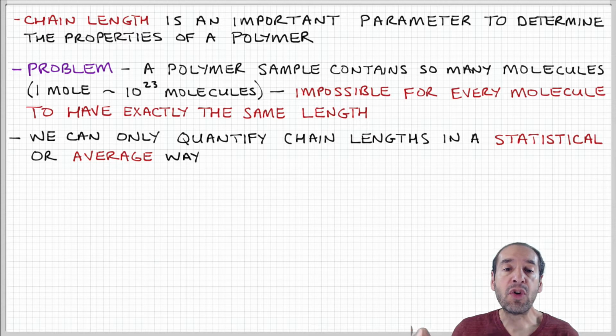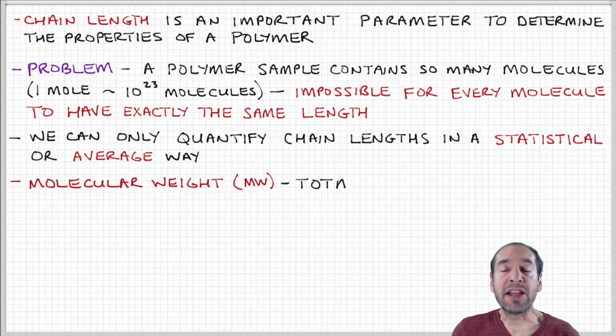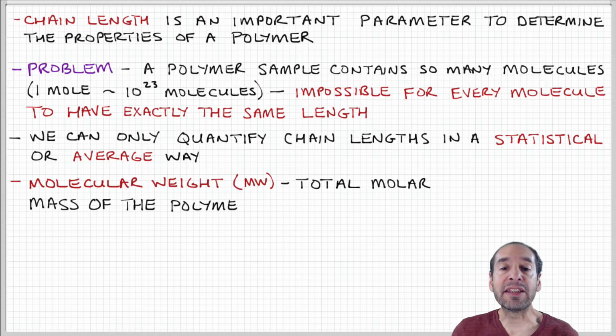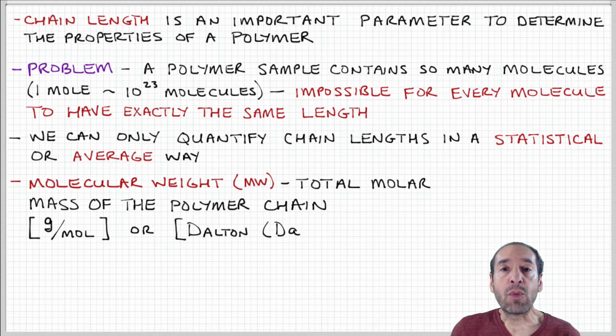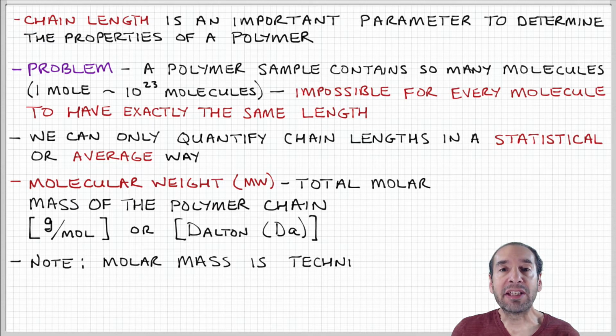Because if you think about it, a mole is 10 to the 23rd, that's over a billion molecules. They're all going to have some distribution of chain lengths. So there's averages that are used to provide a number that's representative of the characteristic length of the chains in a particular sample. And one parameter that's used to do that very widely is called the molecular weight.